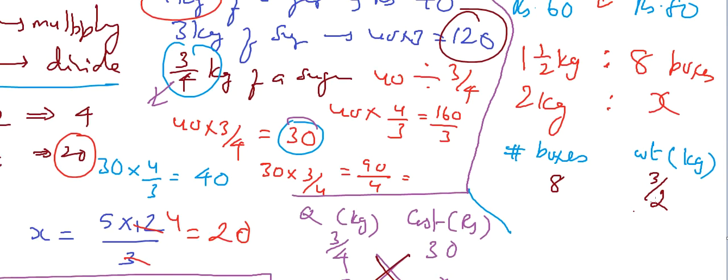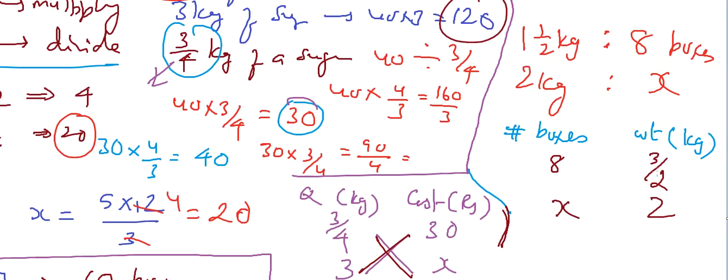For the fixed amount of money he has, if it is 1.5 kg packs, he is able to get 8 of them. So if it's 2 kg, how many boxes will he be able to buy for the same amount of money? This is the question. So again, as I said, we need to see what variation it is.